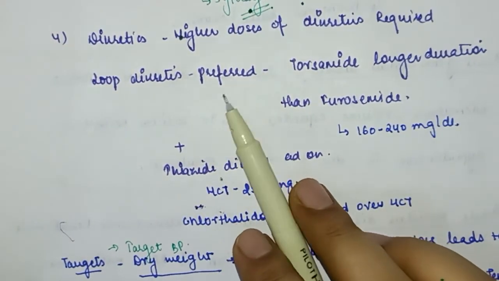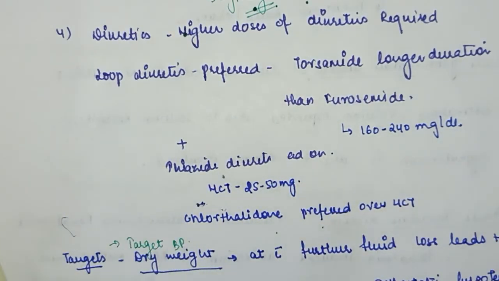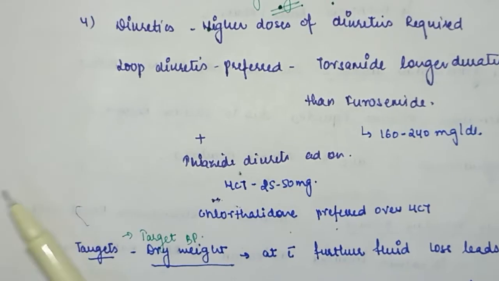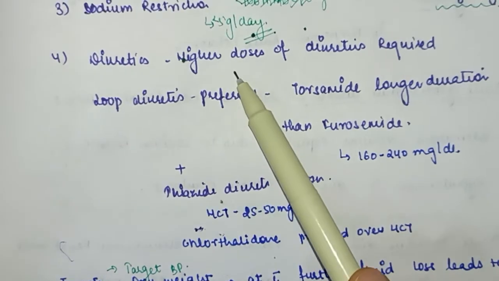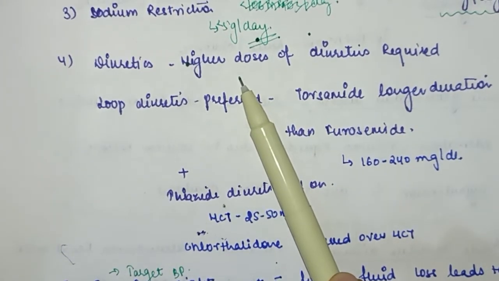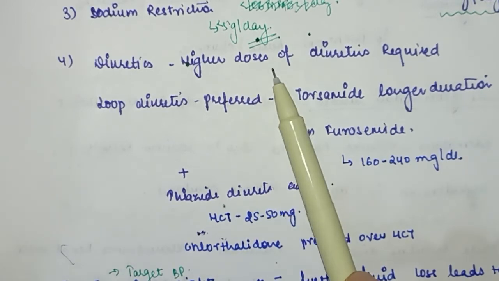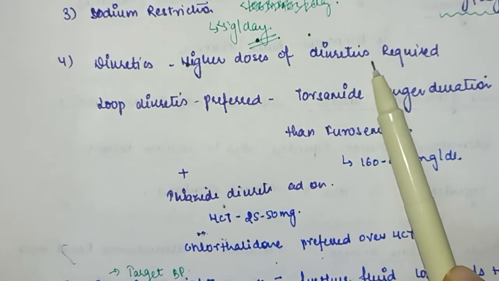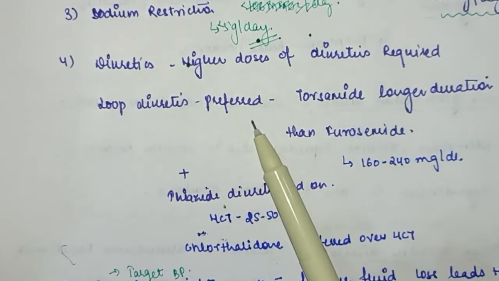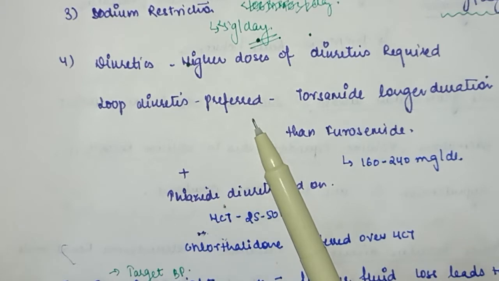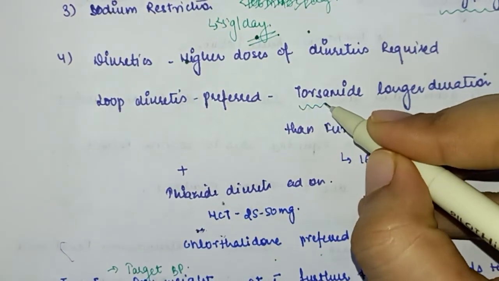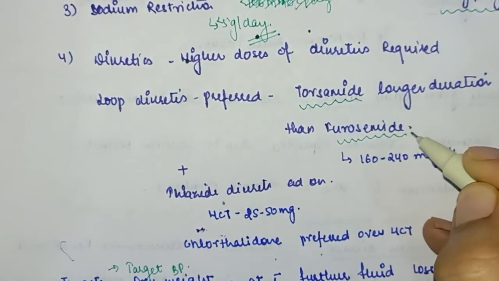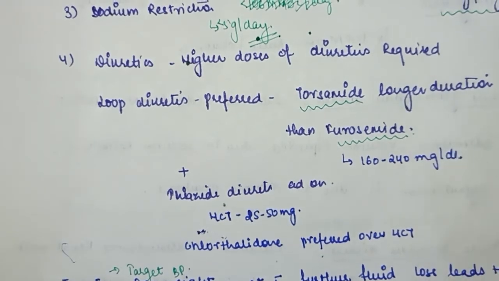There are different treatment options available for acute and chronic kidney disease patients. In case of acute glomerular diseases, like we have already discussed, hypertension is due to volume overload condition. So we have to give diuretics. In kidney disease patients, loop diuretics are prescribed, and out of loop diuretics, the one which has a longer duration of action is preferred. So torsemide is preferred over furosemide. Torsemide has a longer duration of action than furosemide.